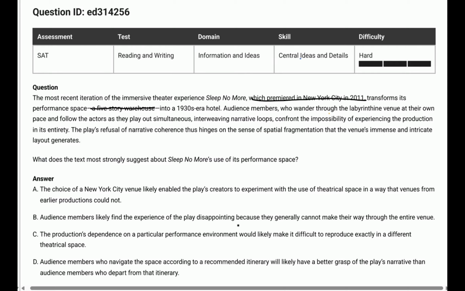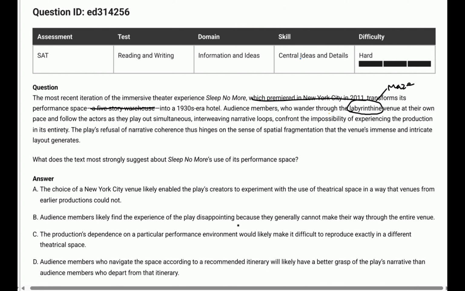Okay, nice. Audience members who wander through the labyrinthine. Okay, here we have a word that seems to mean a maze or something that is hard to go around. Venue at their own pace. So audience members are going through this maze-like venue at their own pace, and follow the actors as they play out simultaneous interweaving narrative loops. So these actors are going through this plot line and that plot line, and this thing happened and whatever simultaneously, and this audience is following them around at their own pace.